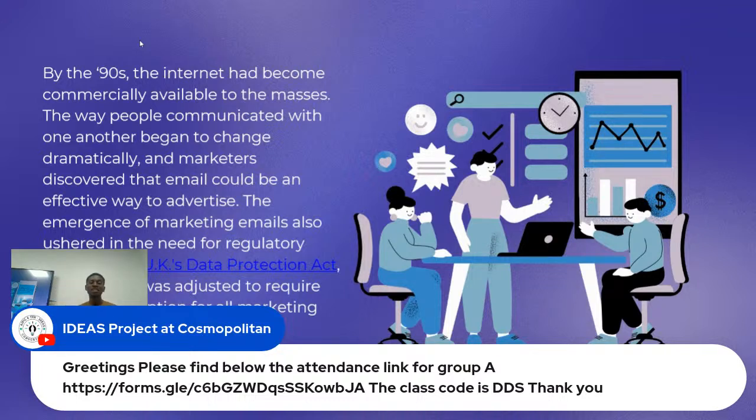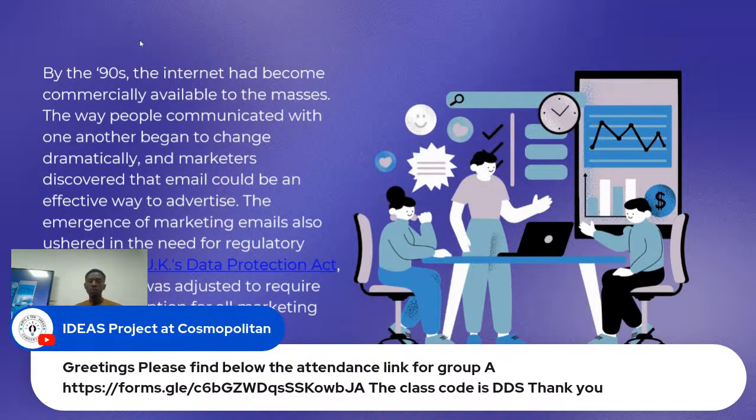Marketers discovered that email could be an effective way to advertise. So they discovered that we could use this to advertise our products and services. People like Nike took advantage of that, deciding to use email as a means of advertising their product at that particular moment. If you have an email address, I could get it and send you my products as adverts. Then the emergence of marketing email also ushered in the need for regulatory updates.